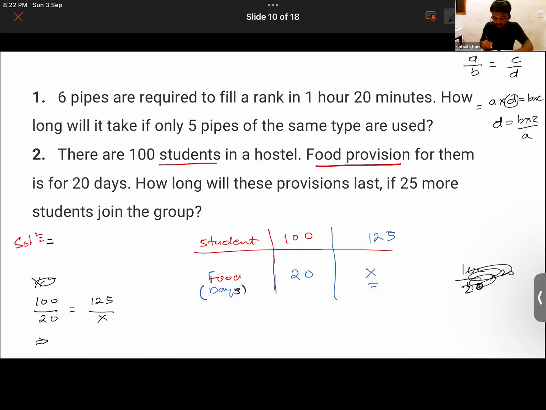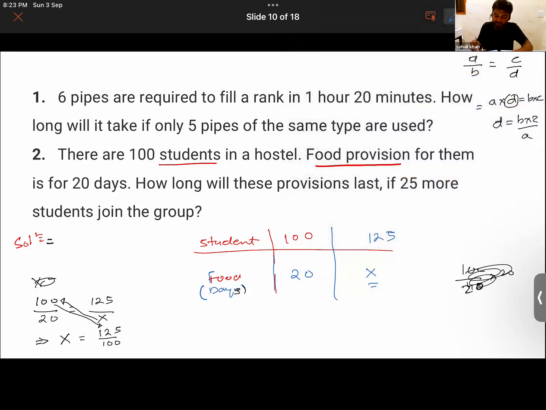So here, X, you will be transposing it to this side. So write X here. Then 100, you will transpose it to the place of X. So it is going to be 125 upon 100. Sir, how will it be 125? Okay, that is your question.